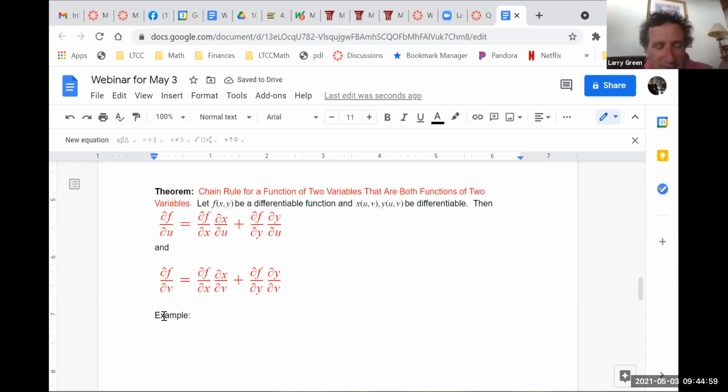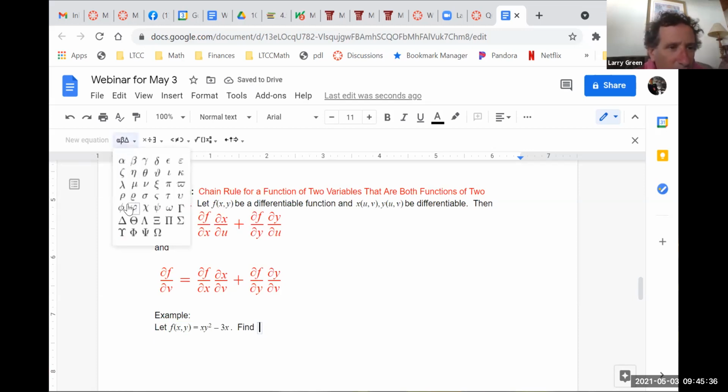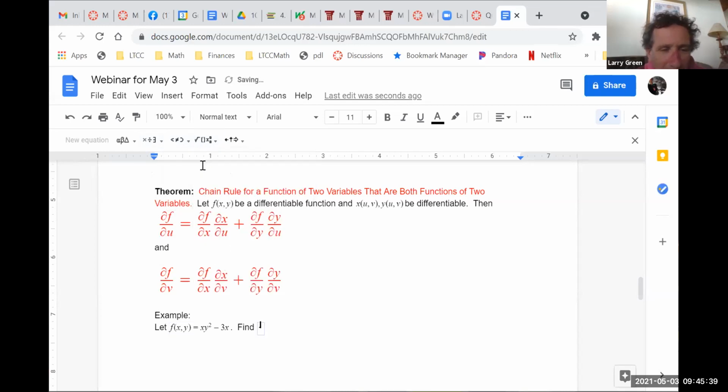Okay, and the example is, let f of x, y equal x y squared minus 3x. Find del F over del r.